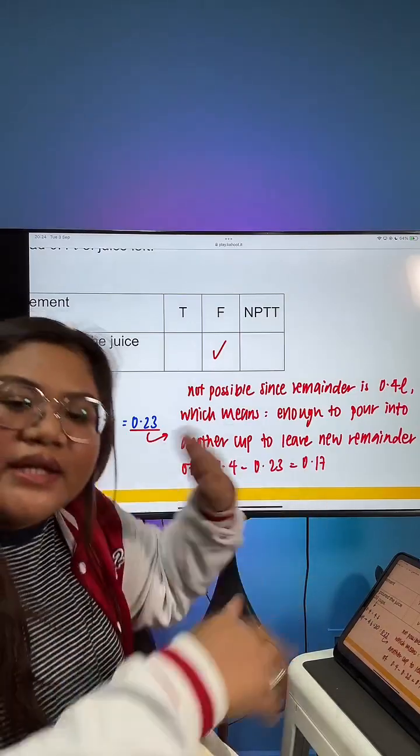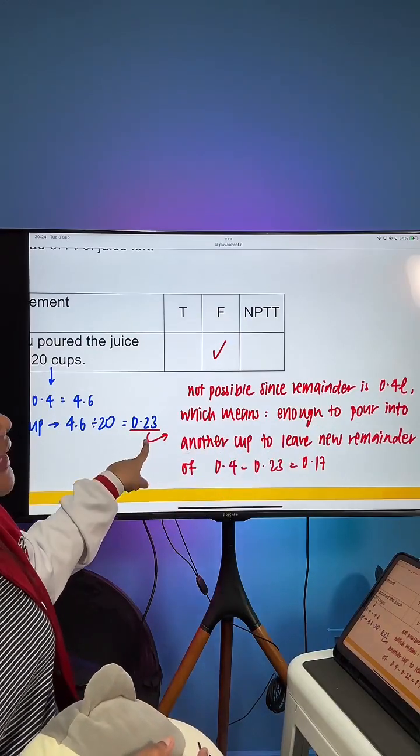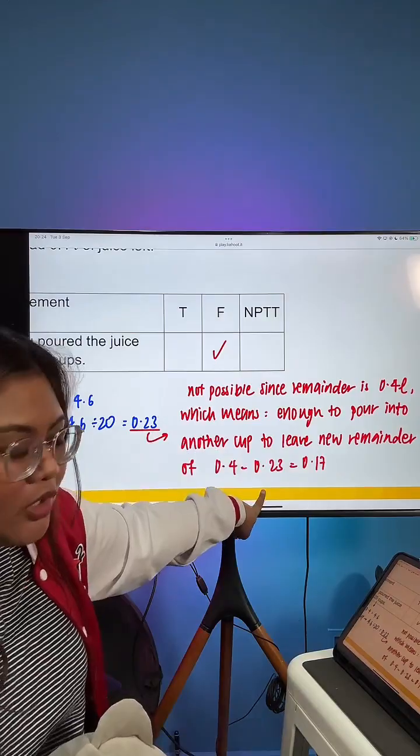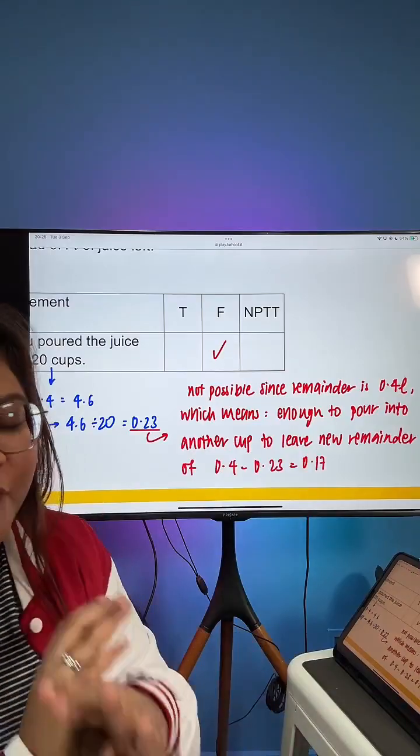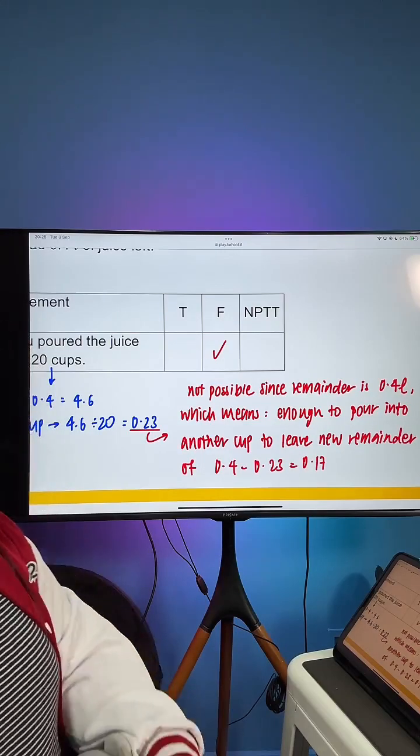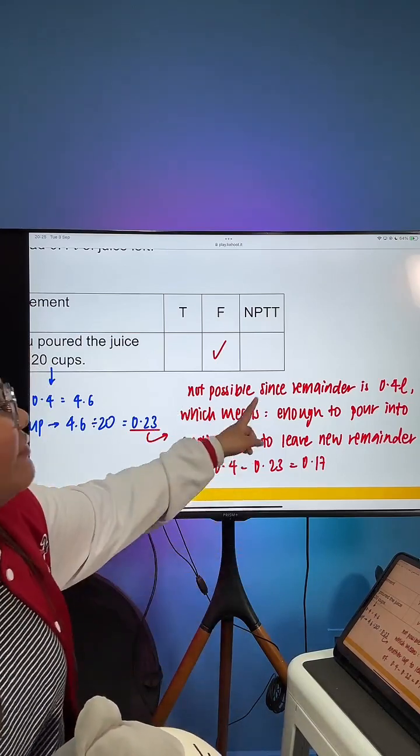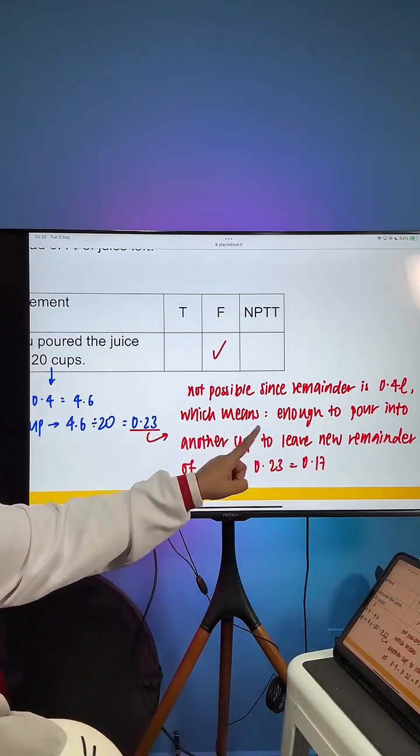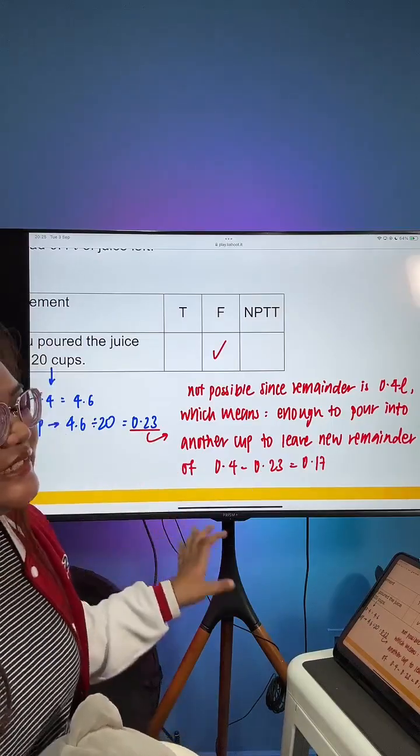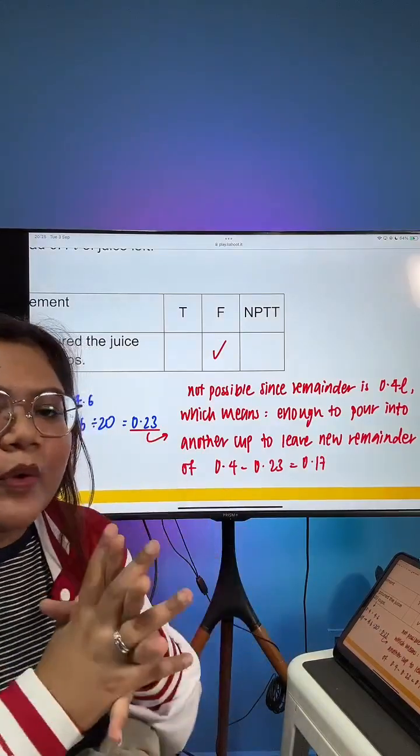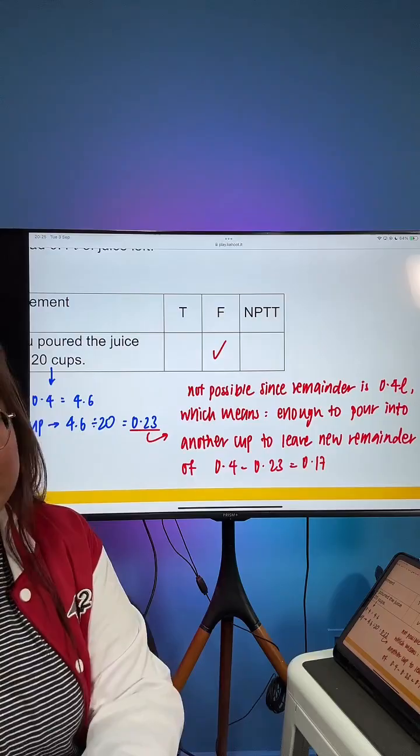I can pour into yet another cup because the remainder is 0.4. Each cup is less than the remainder, so actually I can pour some more. Then my new remainder should be 0.17, cannot be 0.4. Understand? So again, this is not possible because the remainder is 0.4, which means I have enough to pour into another cup to leave a new remainder of 0.17. This is a very interesting question where you look at the remainder and try to form more groups based on the remainder.